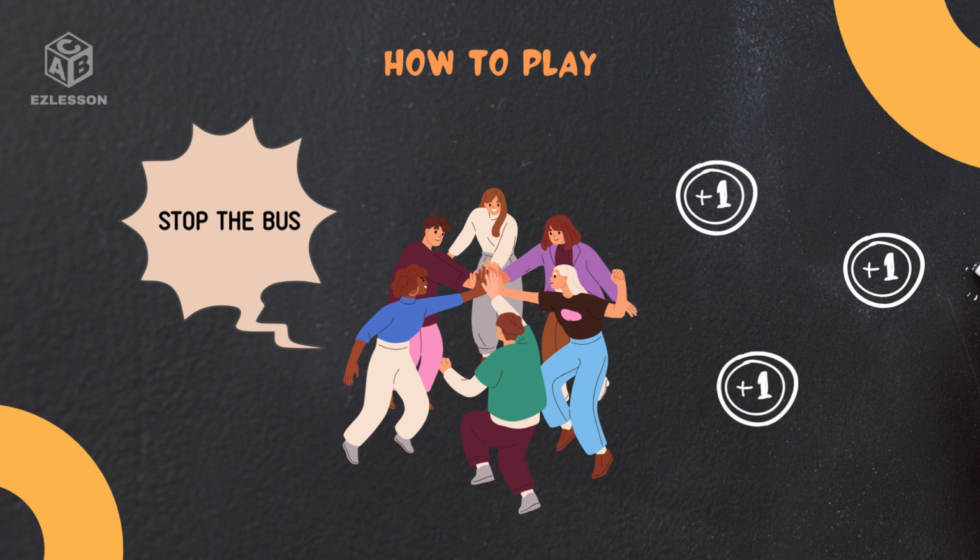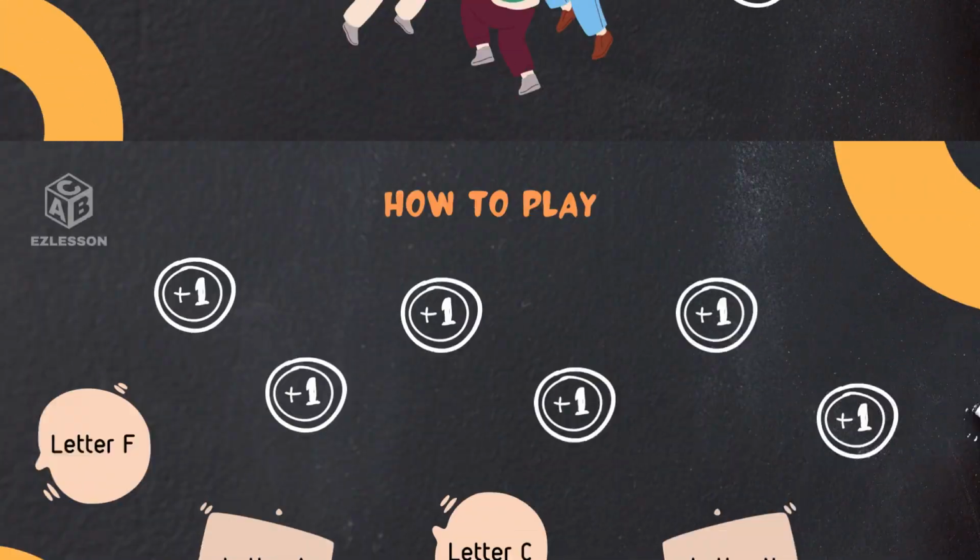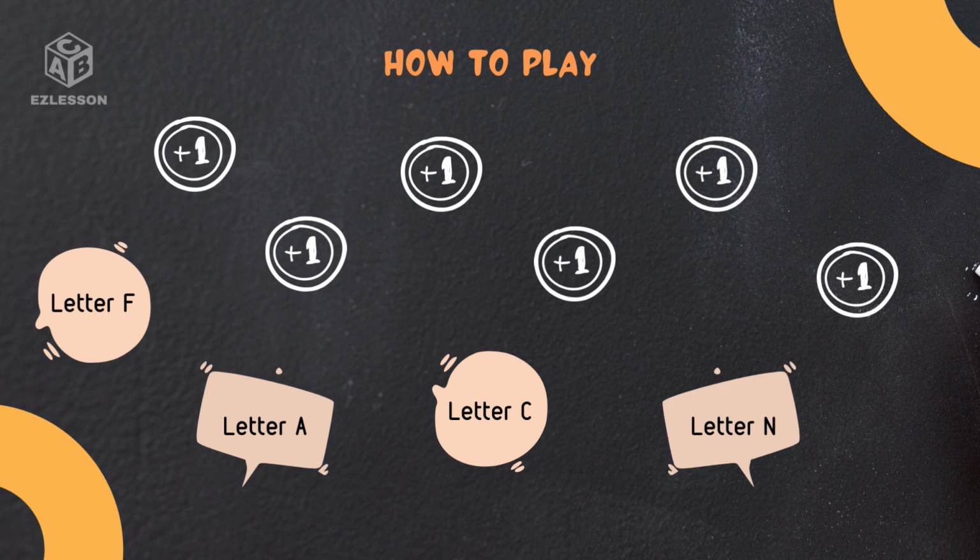For each unique answer, a group gets a point. If two groups have the same word, neither gets a point for that word. The trick is to be quick and creative. Keep playing for as many rounds as you like, changing the letter each time. The group with the most points at the end wins the game.